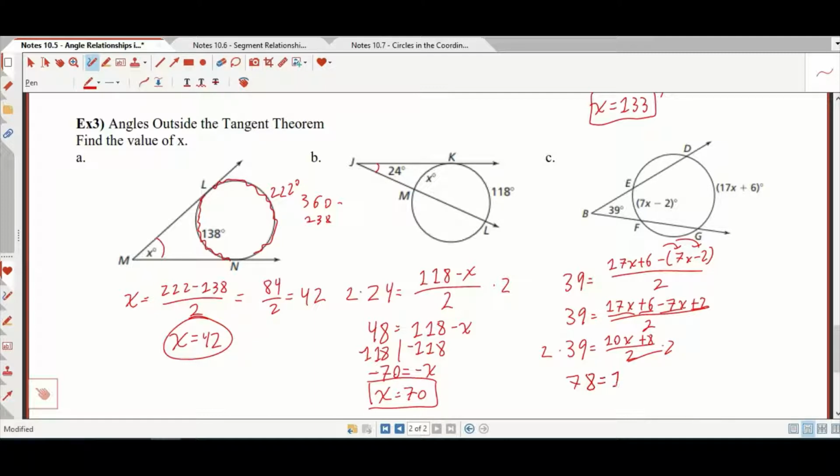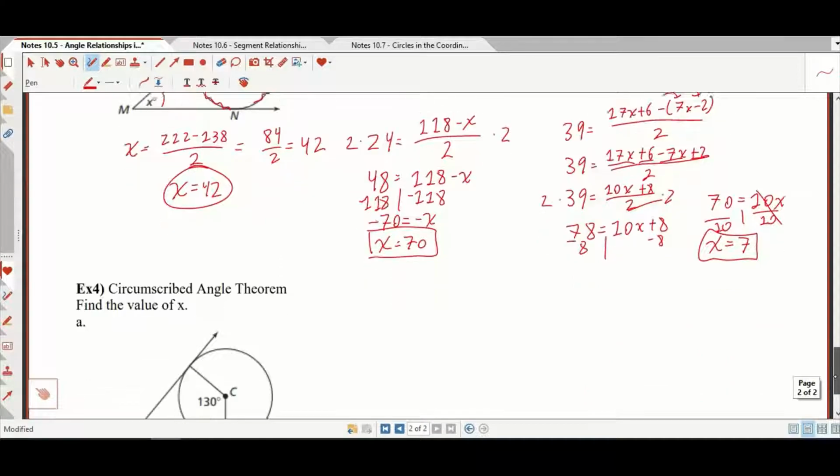78 is equal to then 10x plus 8. Solve it the normal way. Take away 8 from both sides, leaving me with 70 equals 10x. Oh yeah, divide both sides by 10. And hey presto, you get x equals 7. And it all comes from there.